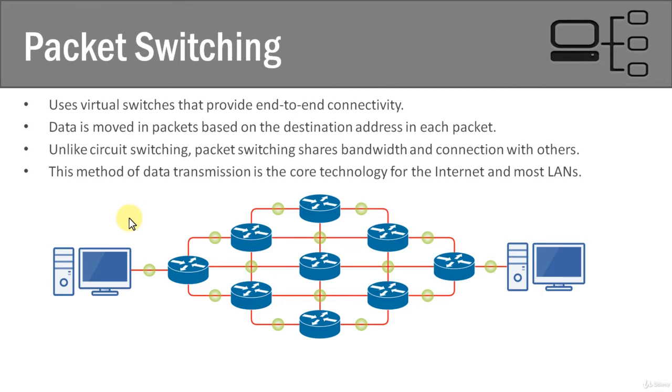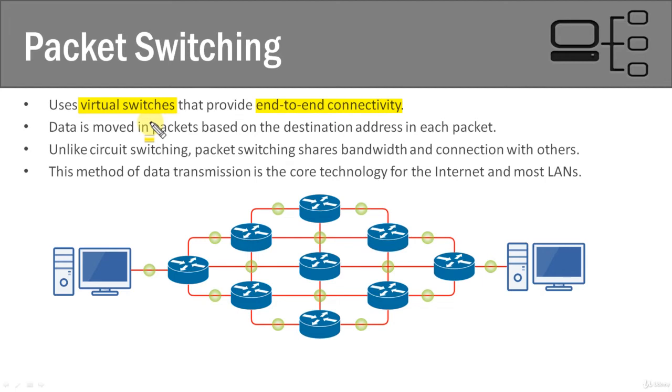So with packet switching, modern wide area networks use what we call virtual switches. So rather than having a dedicated circuit, we have a virtual circuit that provides virtual end-to-end connectivity from one device to another, from here to here. So rather than having that one circuit, we use packets. Remember, when we send data across the network, it's broken up into packets. They have sequence numbers.